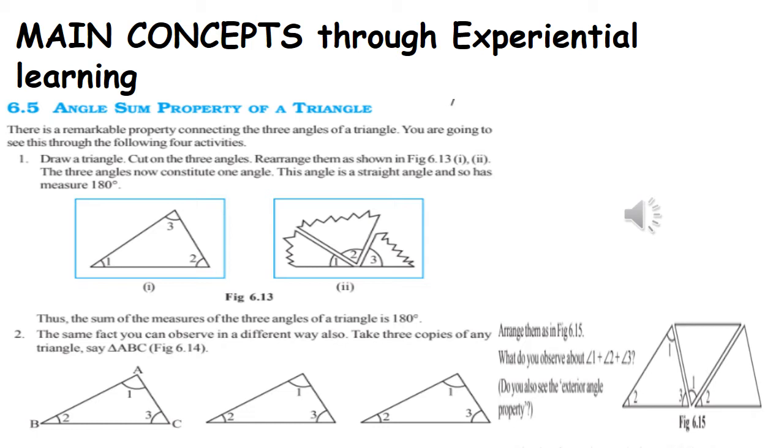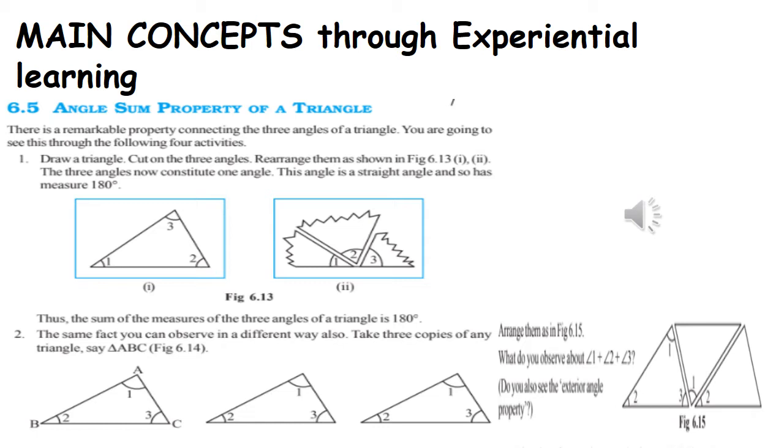Now, what we can do, we can draw a triangle. You can also try this. And the three interior angles of the triangle are cut with a scissor. Now we can rearrange them as shown in the second figure. Let us try doing this. Now the three angles, if we just paste it side by side, we'll see they are forming one angle which measures 180 degree. It can also be called straight angle.